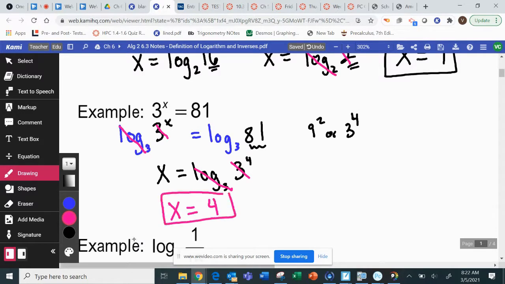And what's left over is x equals 4. And isn't that true? 3 to the fourth is 81. I'm showing you the logarithms on ones that we can do in our head so that you know how to do it when it gets to the harder ones.